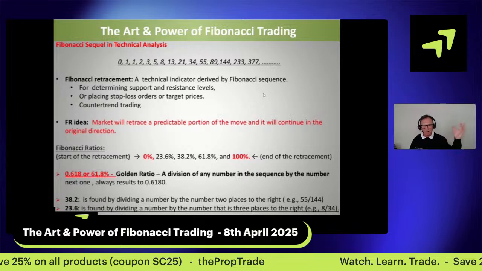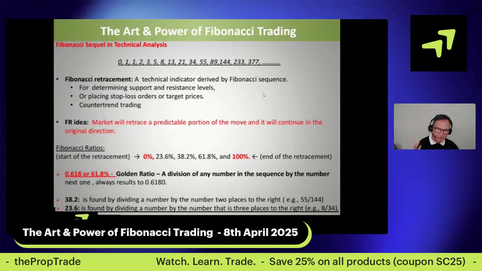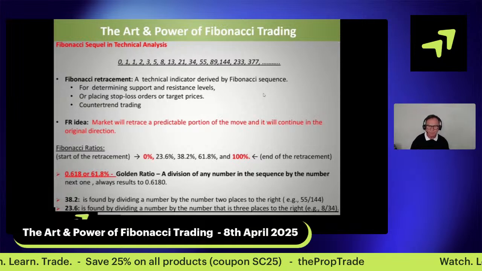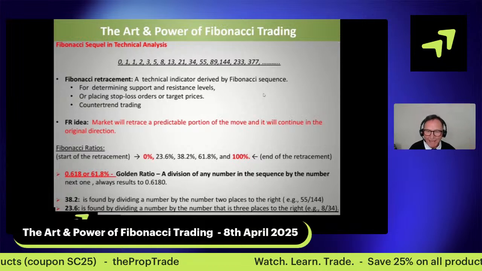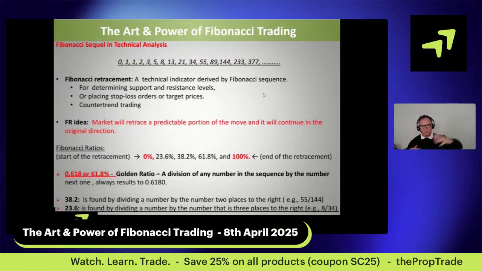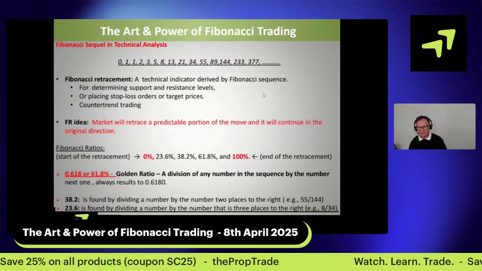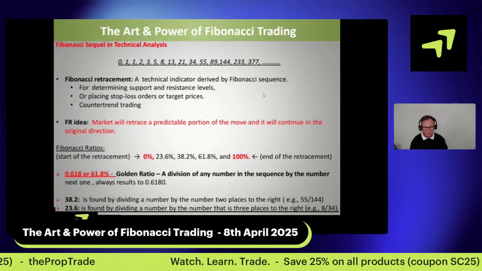It's used for all sorts of things. It's used for targets, it's used for stop losses, it's used for turns in the market, trying to predict swing highs and swing lows. You'd be amazed at the number of times you apply a Fibonacci retracement indicator and the 61.8 comes into play.